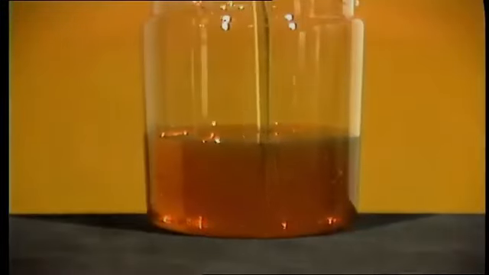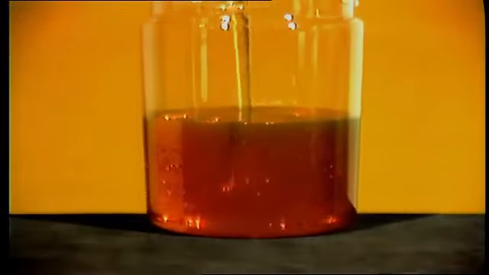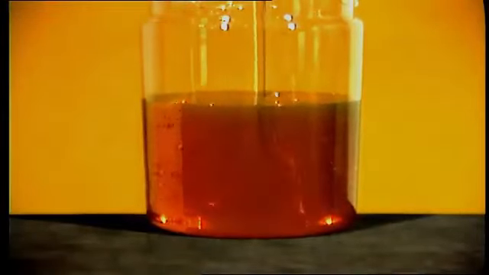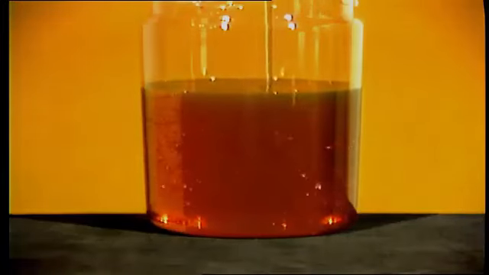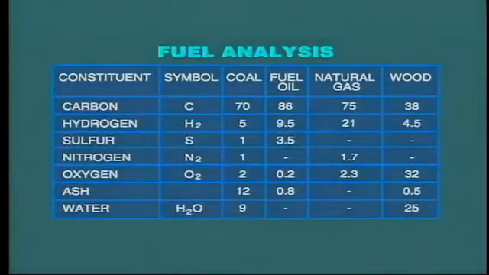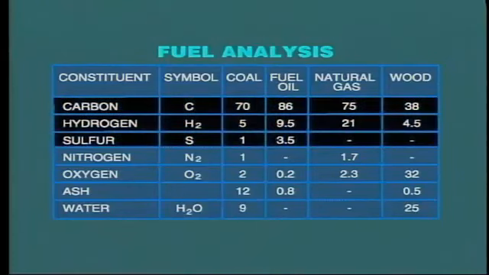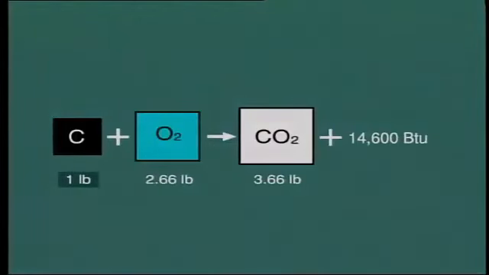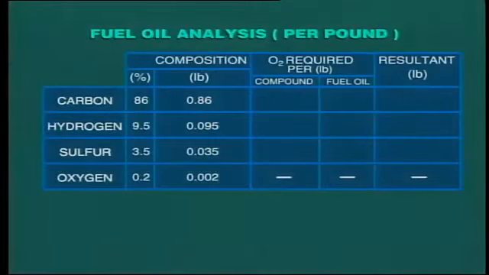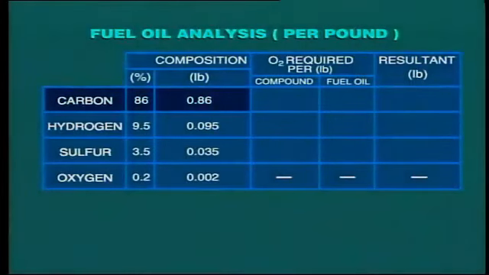Once again, let's take our fuel oil analysis as typical, and from this calculate the theoretical amount of air which must be provided to completely burn the fuel. To do this, we have to look at each element separately, that is the carbon, hydrogen, and sulfur content. We pointed out before that for 1 pound of carbon, we need to provide 2.66 pounds of oxygen, and this produces 3.66 pounds of CO2. In our example, 1 pound of fuel oil contains 86% of carbon, that is 0.86 pounds.